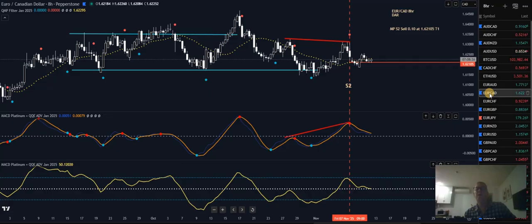Euro CAD in a sell, took it here. It's just an MP based on hidden bearish divergence. MACD Platinum all above the 0 level, so looking to go to the 0 level. Did go down initially, but it's bounced back up, now back down near the entry, so going nowhere fast.